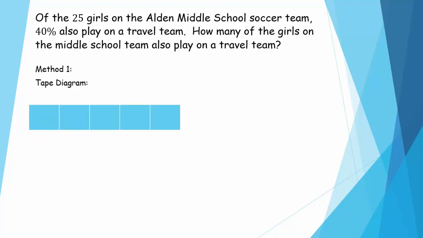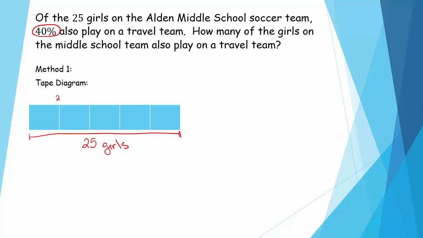So there's 25 girls on the soccer team. And we always know, if we know our total, it goes on the bottom. So that's 25 girls, right? And we know 40% of those girls also play on a travel team. So here's what I do. You could break it up into 10%. 10, 20, 30, 40, 50, 60, 70, 80, 90, 100. I'm going to go by 20% just to make my life a little bit easier.